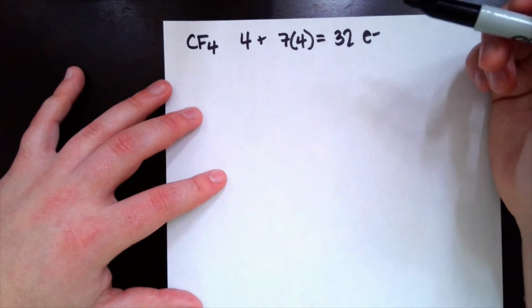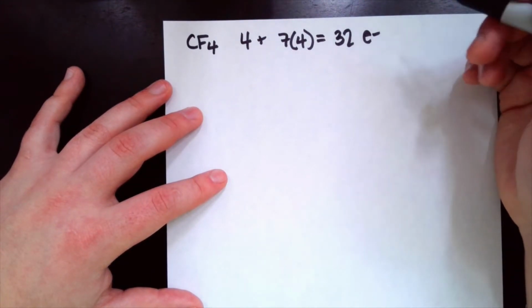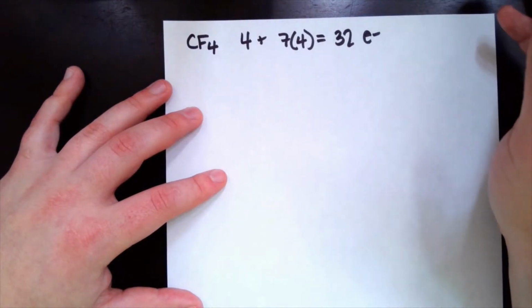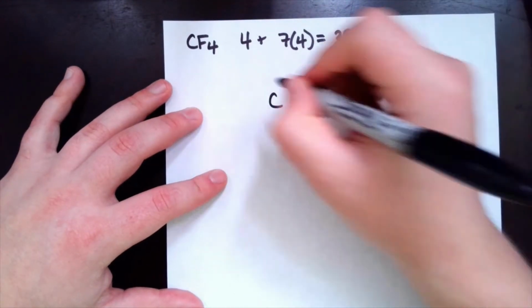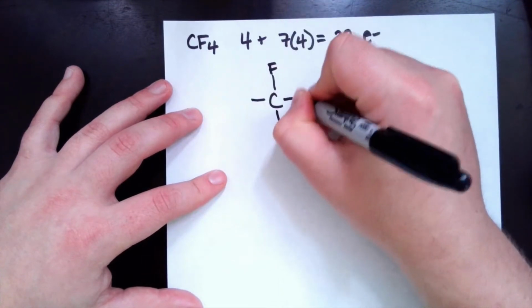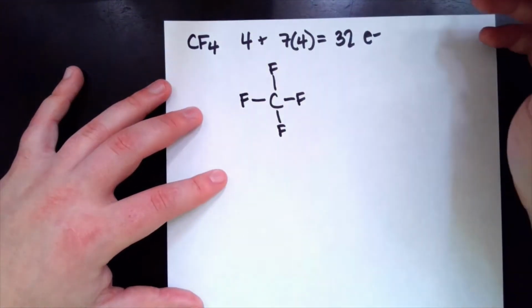And I'm going to touch on electronegativity in another video in this chapter, but basically fluorine is the most electronegative atom, and the further you get from fluorine, the less electronegative you are. So carbon is going to be your central atom here. So draw one bond to each of the fluorine atoms, right? And that's your skeletal structure.